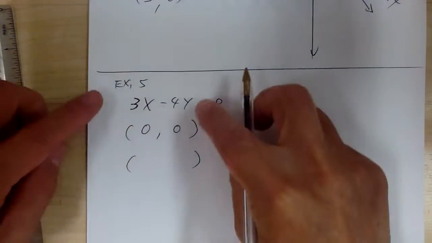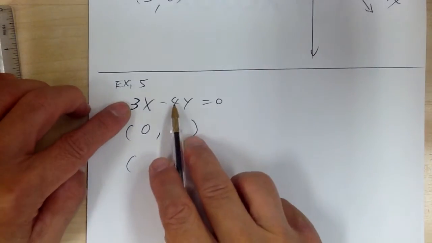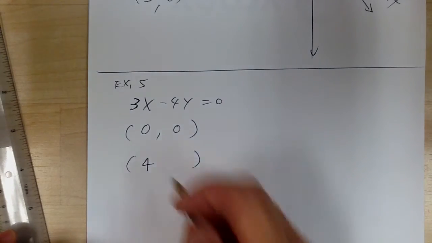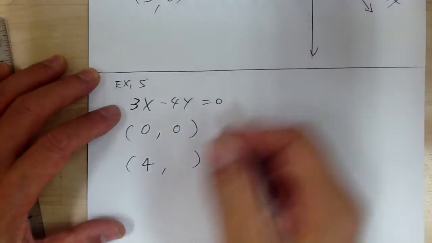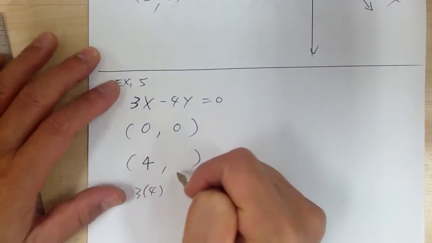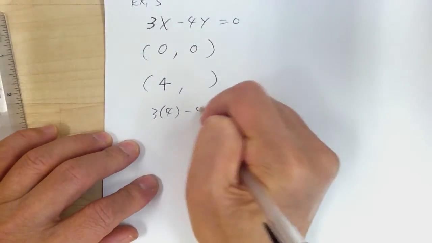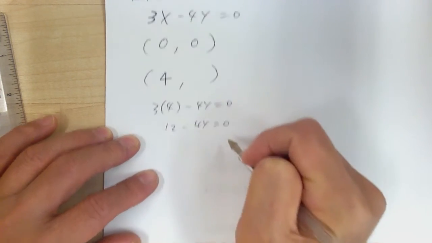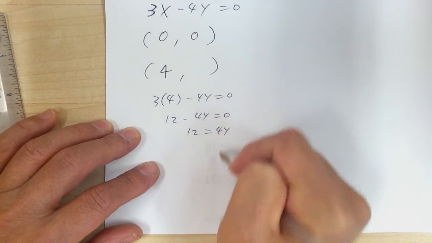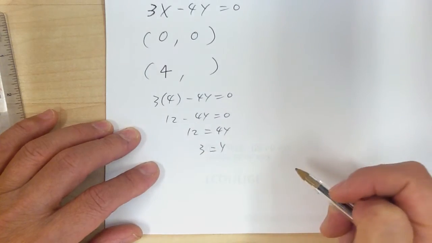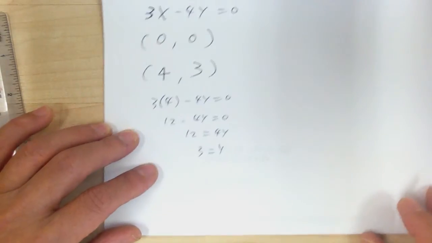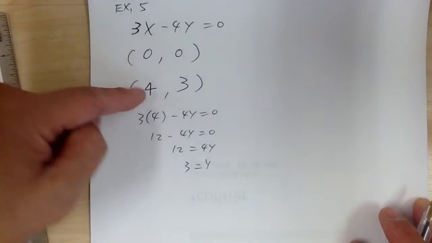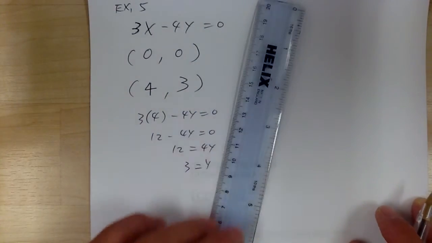Well, the best number is to crisscross the numbers. So you see the 3 and 4. So you take x equal to 4. Put a 4 over here, and you can work it out. So you got 3 times 4 minus 4y equal to 0. So 12 minus 4y equal to 0. So 12 equal to 4y. So y equal to 3. So again, if you get 0, 0, you have to try some other value and find another point.